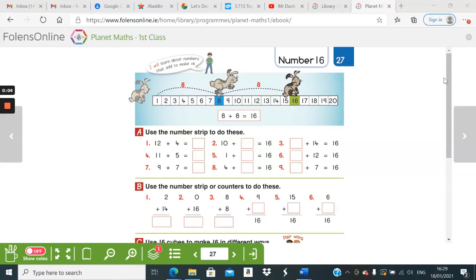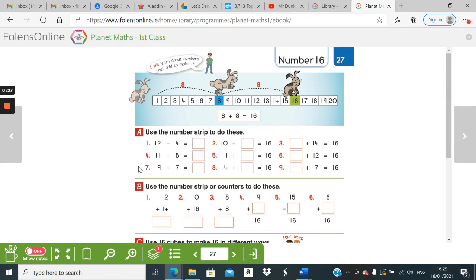Let's have a look at page 27. We're still looking at the number 16, so you should be familiar with some different ways how to make the number 16 from yesterday's work. If not, there is a number line up here with a nice bunny jumping up to number 16, stopping halfway on number 8 and showing you that 8 plus 8 equals 16.